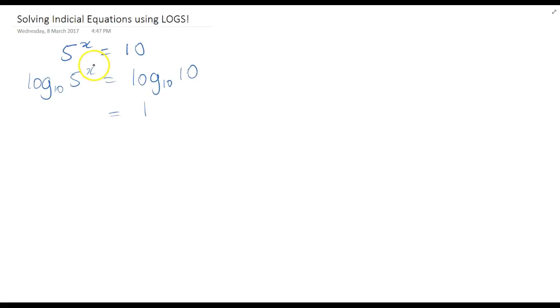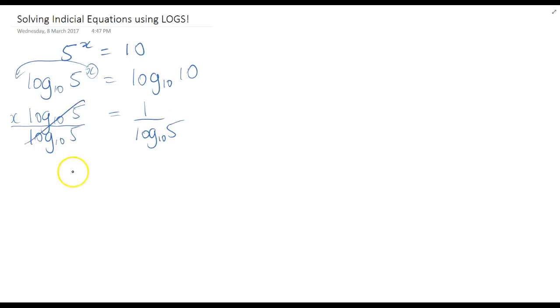But we also know over here I've got a power. I can take that power out the front, can't I? So let's do that. So I've got x log 10 of 5. Okay, and if I want to find x, let's get x by itself. So this is really x times this log. So how do we undo times? We divide. So let's divide by log 10 of 5. Whatever you do to one side, you have to do the other.